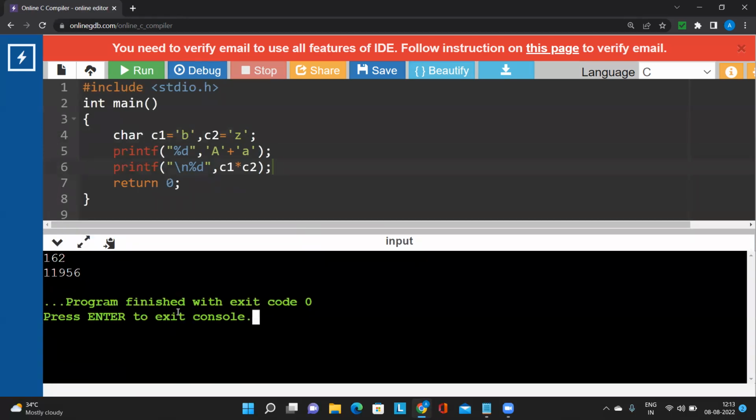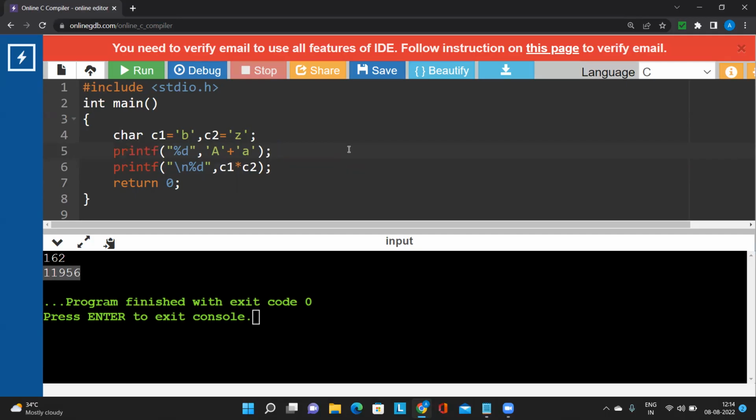So how is it working? Based on the ASCII values. Just remember this. For example, the ASCII value of capital A is 65, plus the ASCII value of small a is 97. It is going to add these two values and then produce the output. In the same way, the ASCII value of B and the ASCII value of Z are going to be multiplied and produced as your result. So this is what I said: we can make use of the arithmetic operators on the char data type also, and when we do this, it takes the values based on the ASCII numbers.